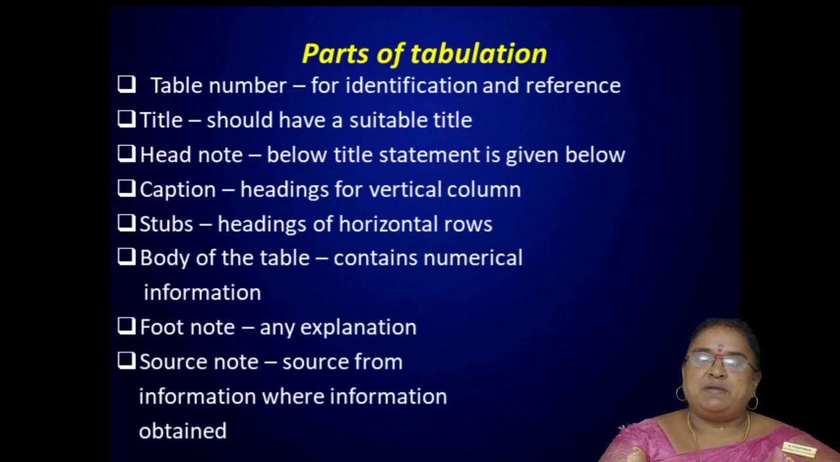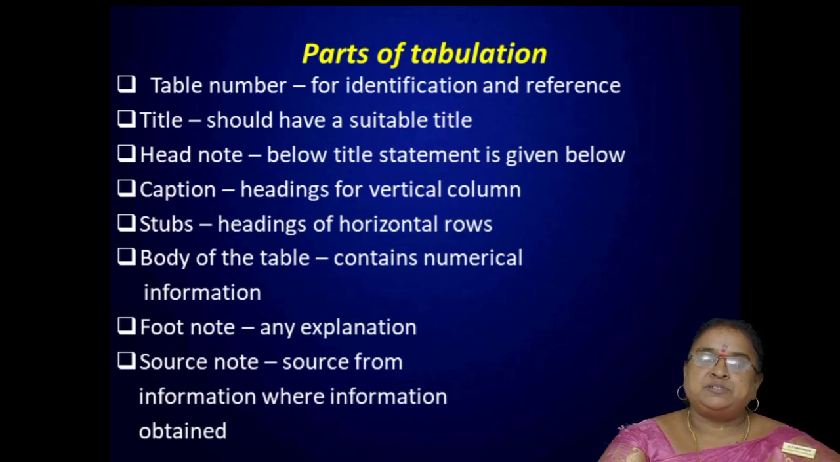Parts of tabulation. If we look at what parts there are in tabulation, the first one is the table number. The purpose of giving the table number is for identification and reference. There should be a title. The title should also be suitable for the matters given. Then head note. Head note is given below the title statement.